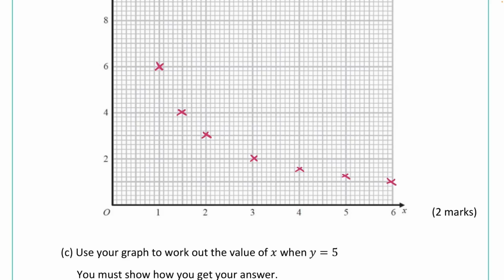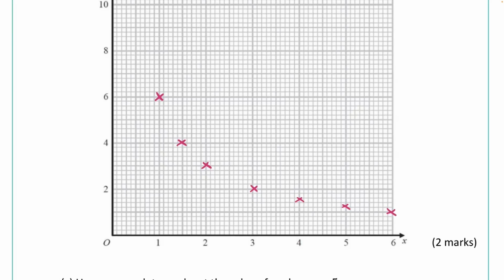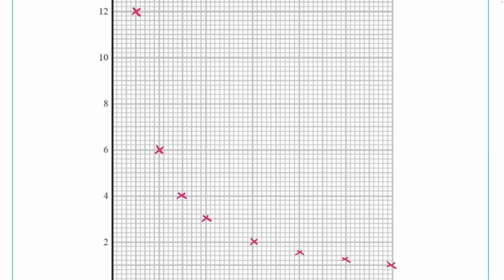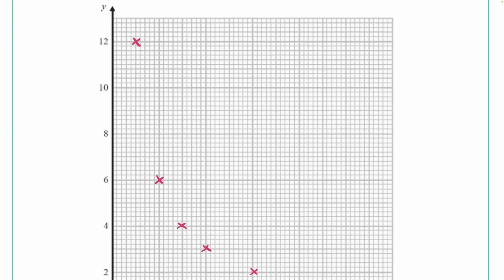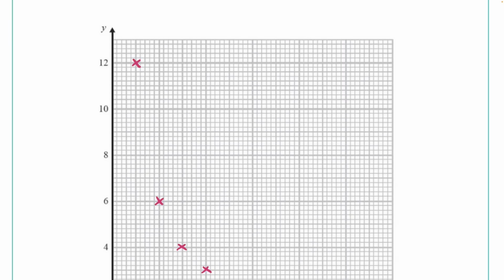Seems okay. I'm not stressing too much about that square or that cross that I've done being absolutely perfect. I'm just drawing it as best as I can. So I need to join this up. It does make a nice smooth curve.